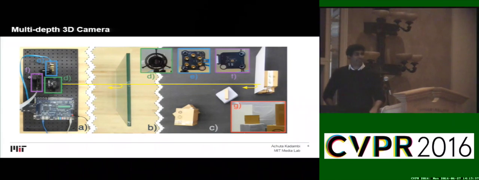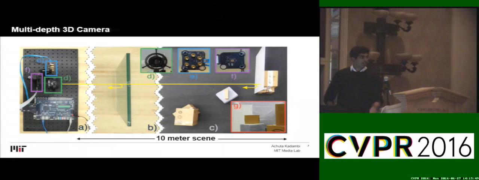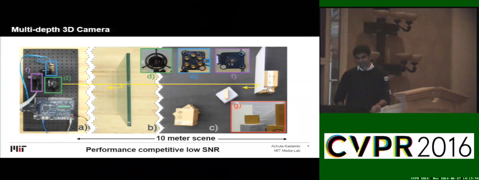A 3D camera ordinarily acquires a single depth per pixel. So here, at each pixel, this camera acquires multiple reflections: the depth from the glass window and the depth from the boxes behind. It can also work on long-range scenes without having to resort to phase unwrapping. And of course, it has competitive performance at SNR levels.